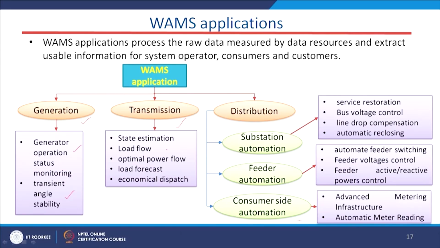state estimation, load flow, optimal power flow, load forecast and economic dispatch. These are different operational parts of the transmission system. For the conventional load flow and conventional state estimation process, we can embed the information from WAMS technology and improve it to a higher version, which will be more realistic, more accurate and more reliable for further process.